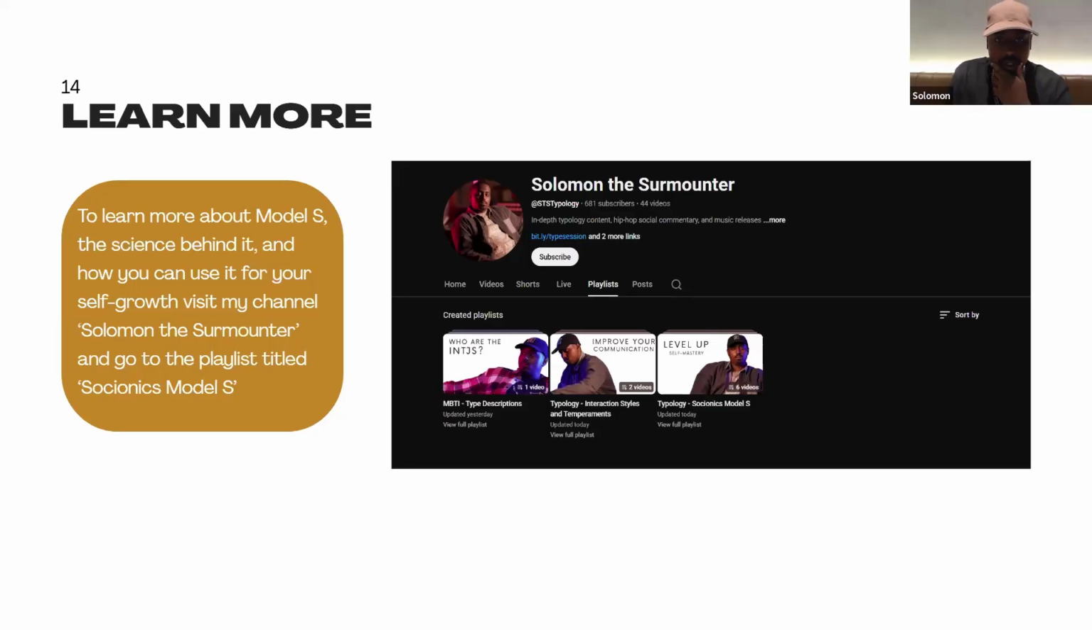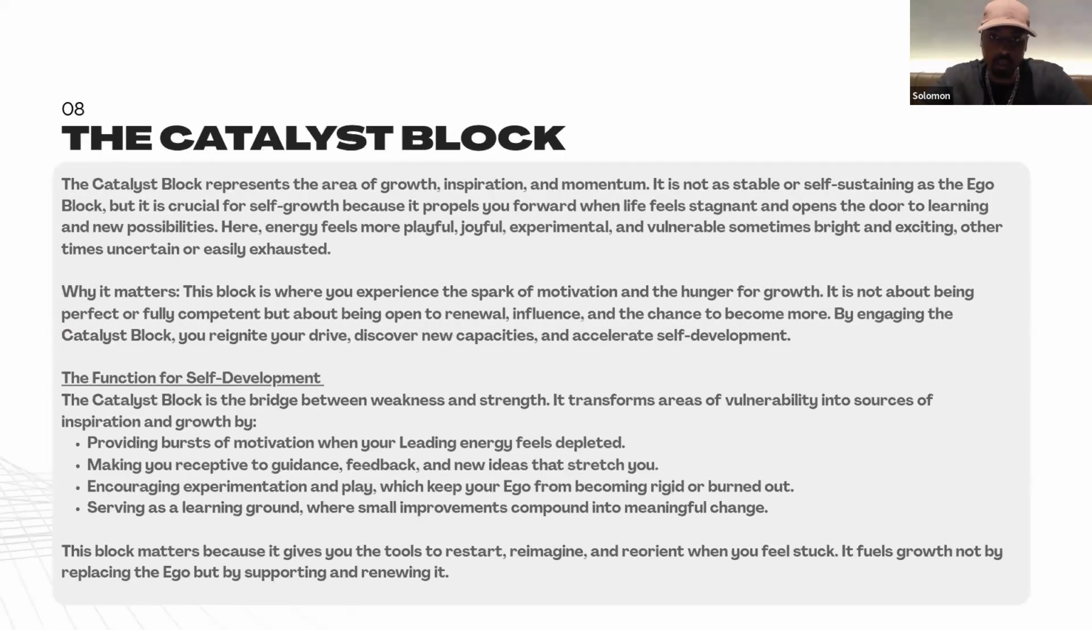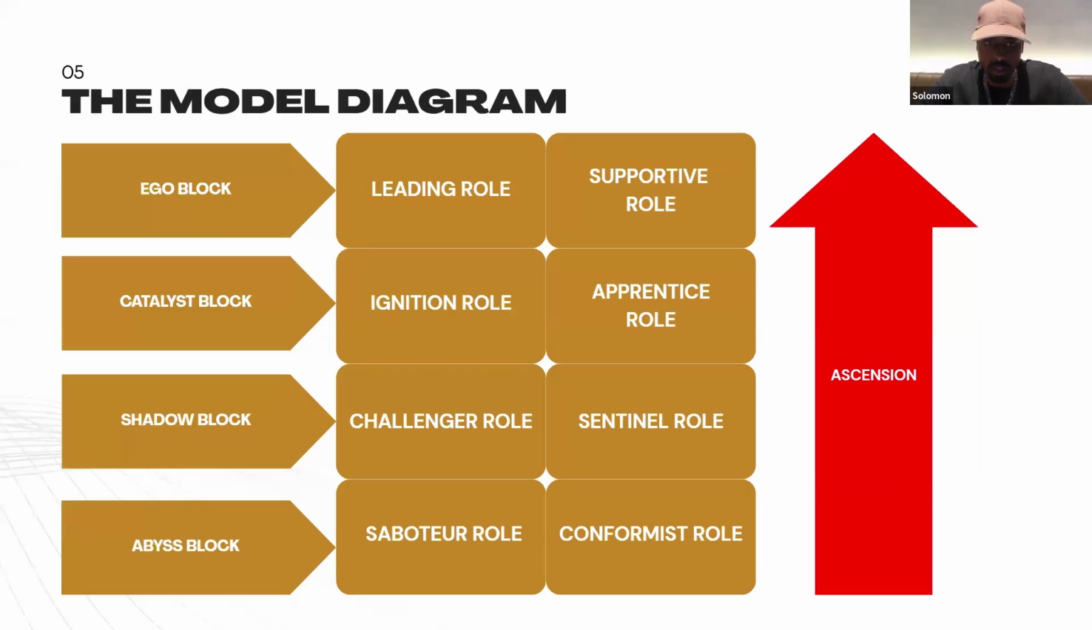All right, so let me bring it back to the diagram. We talked about the leading role and the supportive role being the strongest. The challenger role and the sentinel role are also the strongest. These are the two strongest blocks, your ego and your shadow, with the leading role and the sentinel role, the hero and the critic, being your strongest functions. These are the ones that you're strong in. You are an NF, which means that you're strong in intuition and feeling across the board. NI plus FE, but also NE plus FI. And that's why you're an NF.